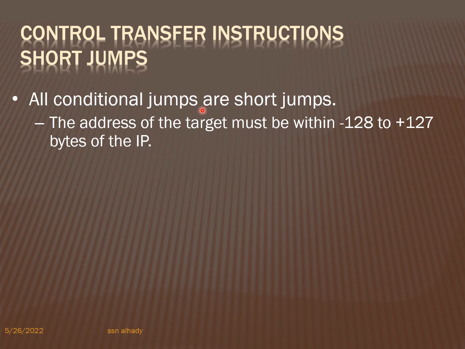All the conditional jumps are short jumps. What do we mean by short jump? The address of the target must be within minus 128 bytes and plus 127 bytes of the instruction pointer. That is the conditional short jump.